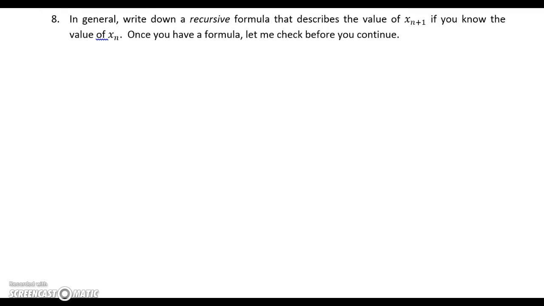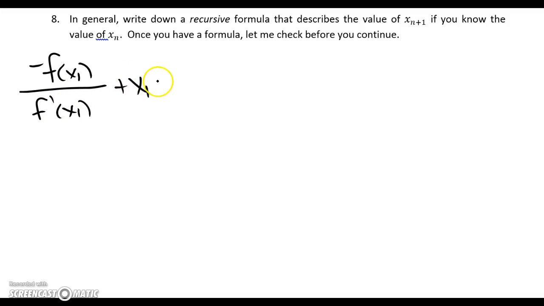Lastly, we want to come up with the recursive formula that describes xn plus 1 if we know the xnth value. So if we know the nth iteration value of our process, we want to be able to go through and find the next iteration. Now recall that the formula that we found before was of the form negative f of x1, divided by f prime of x1 plus x1 is equal to x.